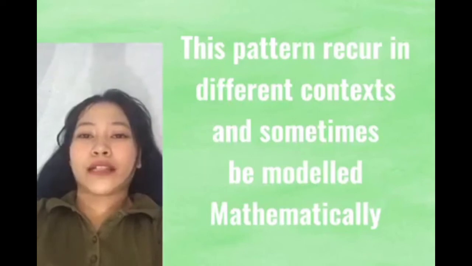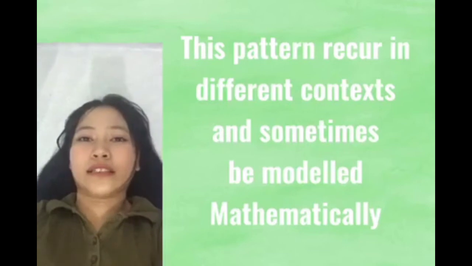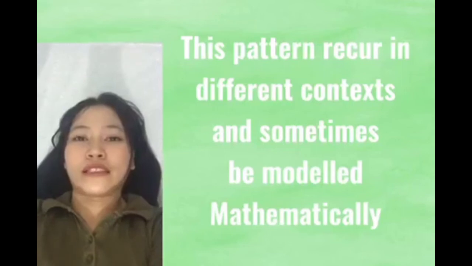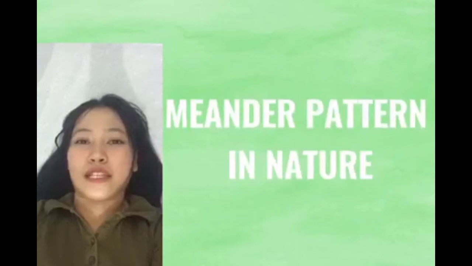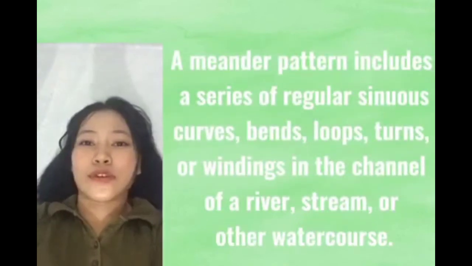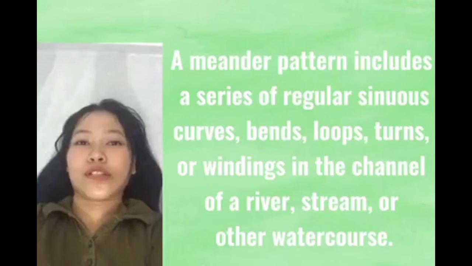Every day we see patterns and it helps us understand, manipulate, and appreciate the world around us. These are the different types of pattern in nature, but in this case we are going to discuss the meander pattern in nature. What is a meander pattern in nature? A meander pattern includes a series of regular sinuous curves, bends, slopes, turns, or a winding in the channel of a river, stream, or other water course.